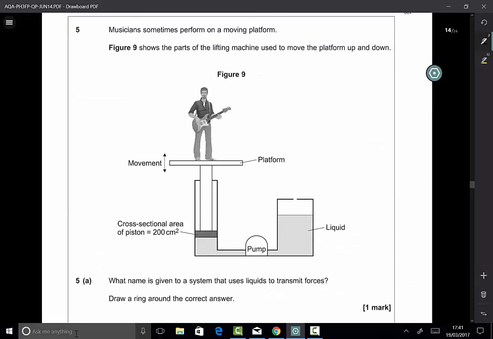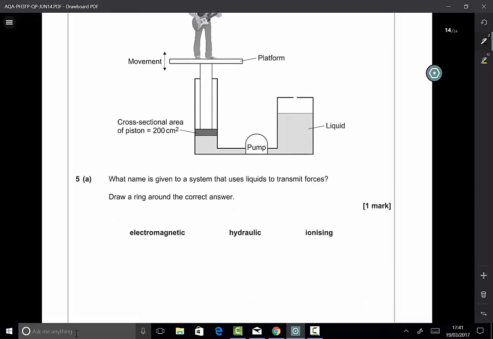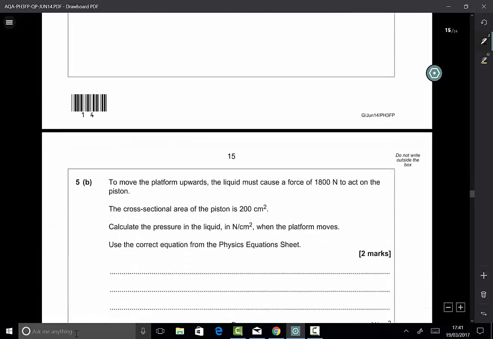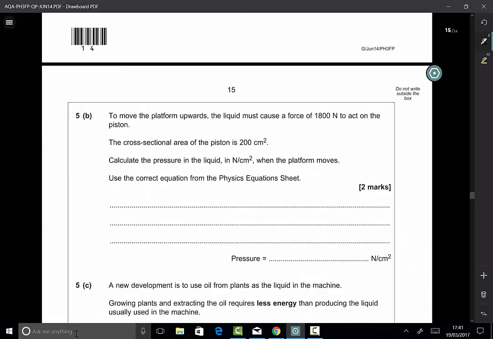Okay, here's a musician on a moving platform and the parts of a machine used to lift the platform up and down. What is the name given to a system that uses liquids to transmit forces? Hydraulic. Okay. To move the platform upwards, the liquid must cause a force of 1,800 newtons to act on the piston. The cross-sectional area is 200 centimetres squared. Calculate the pressure in newtons per centimetre squared.